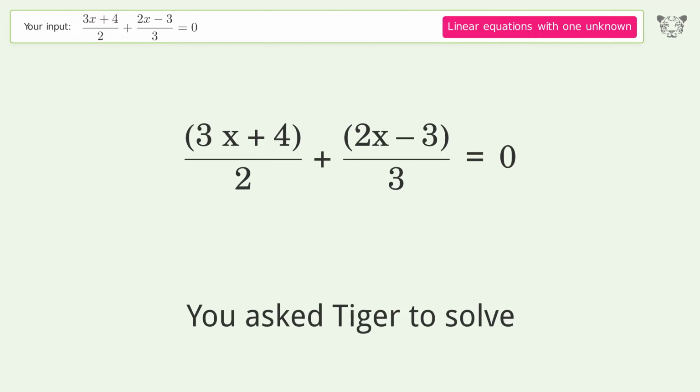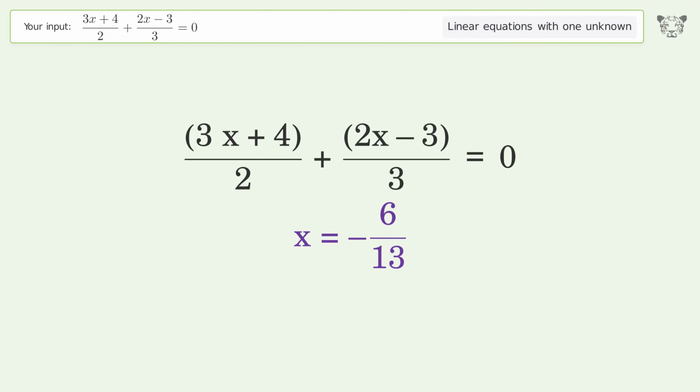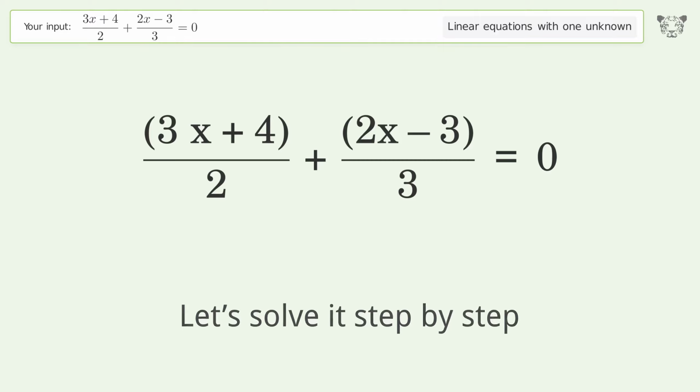You ask Tiger to solve. This deals with linear equations with one unknown. The final result is x equals -6/13. Let's solve it step by step.